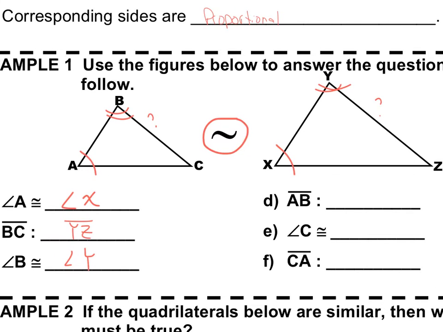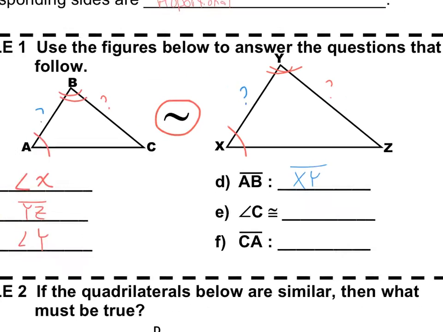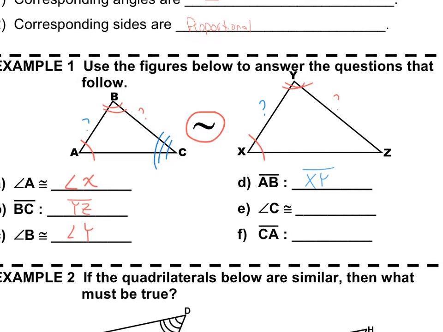I have side AB, which is this one right here. Well, the same corresponding side would be right there, which is segment XY. And it makes the last two pretty easy. If this is C, the corresponding angle would be angle Z. And then our last side would be the side AC or CA, which would correspond to segment XZ. Okay?